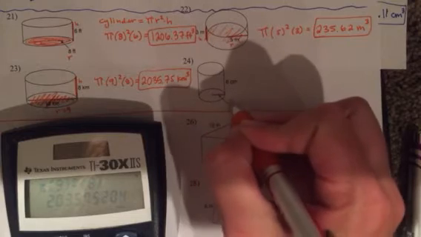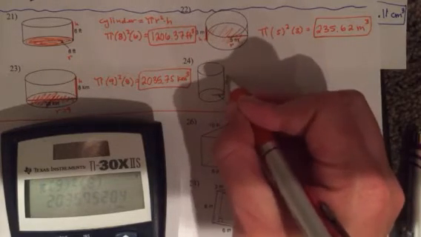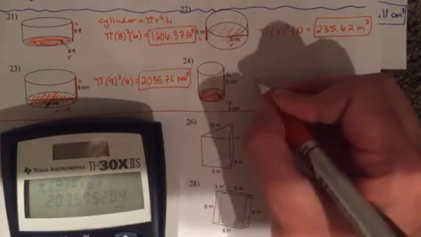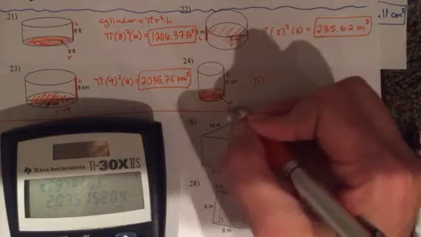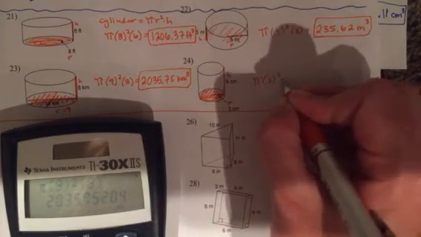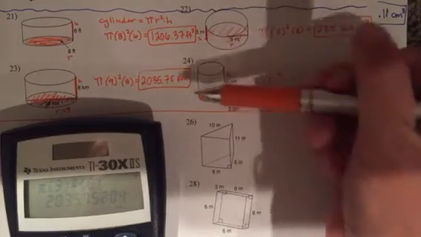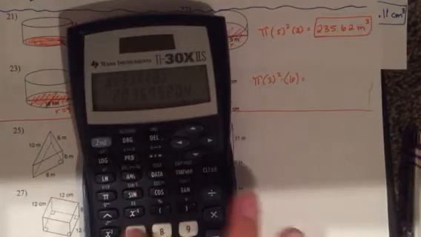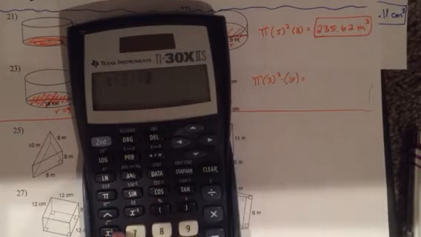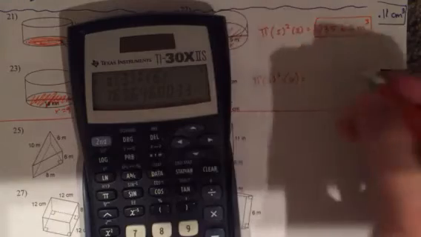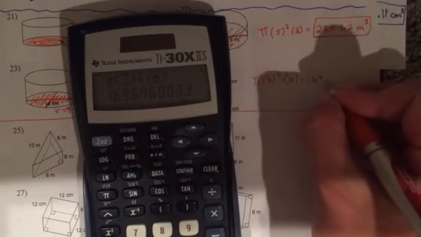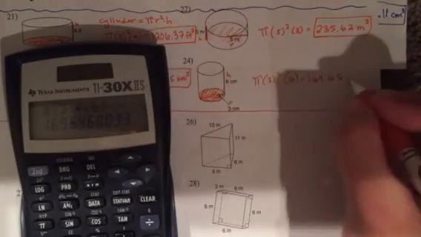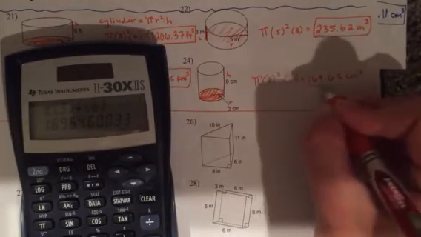Last cylinder, we have our radius, we have our height. The area of the bottom of the base is pi r squared. Now because it's a volume, I need to multiply it by h, which is a 6. Pi times 3 squared times 6 equals 169.6. That 4 rounds up to a 5, centimeters cubed.